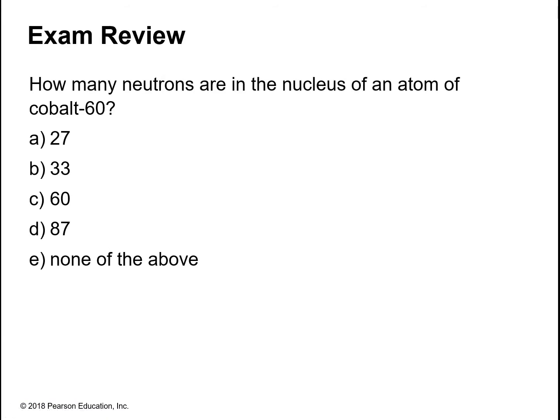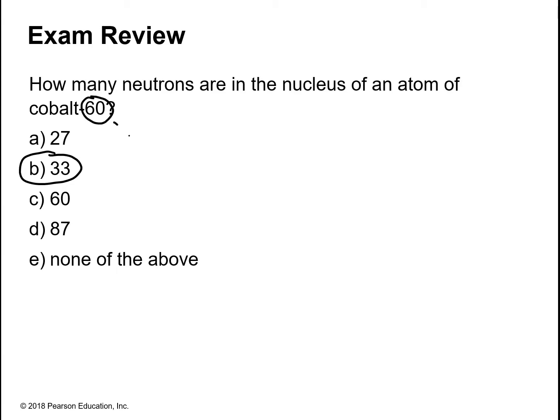Here's your first question. How many neutrons are in the nucleus of an atom of cobalt 60? And remember, you're going to need a periodic table for this. I'll give you 2 minutes to do this problem. Okay, so it looks like the folks who have put an answer out said B. Let's see how to solve this.